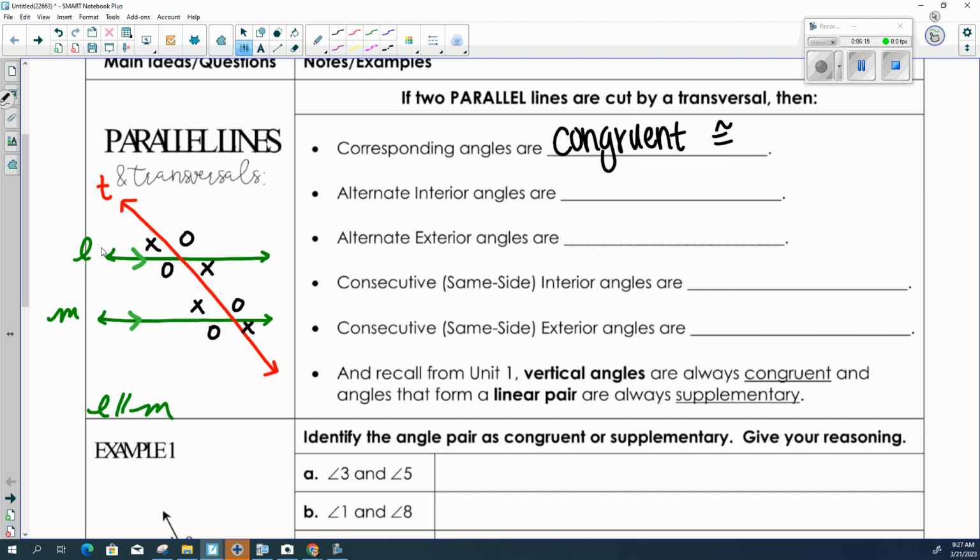So alternate interior, congruent. Yeah. Oh, yes. You can take a hall pass with you if you'd like.